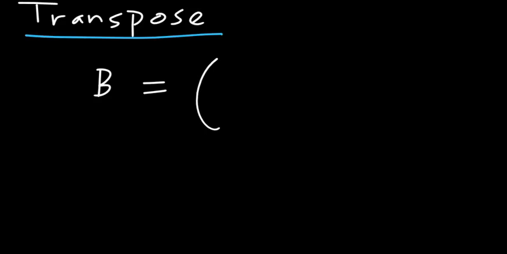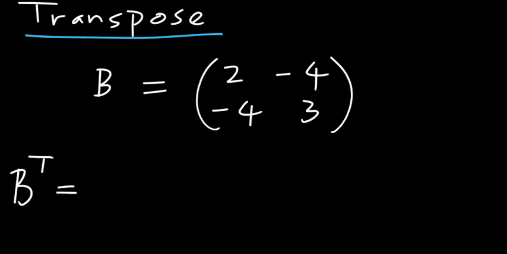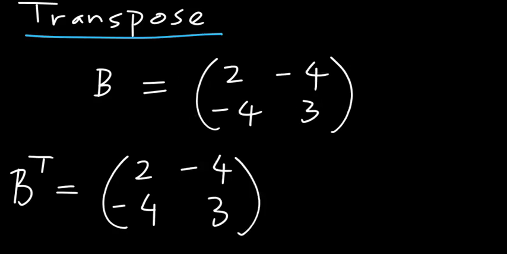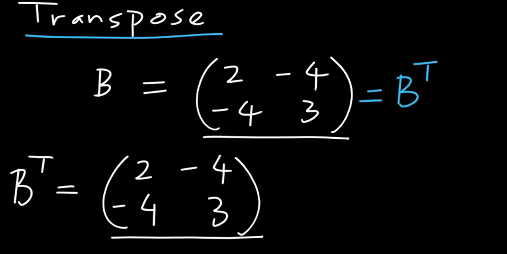Say we have matrix B given by 2, minus 4, minus 4, 3. The transpose of B is quite simply this will become the first column, so 2, minus 4, and this will become the second column, minus 4, 3. However, you see that it is identical to the original matrix B.